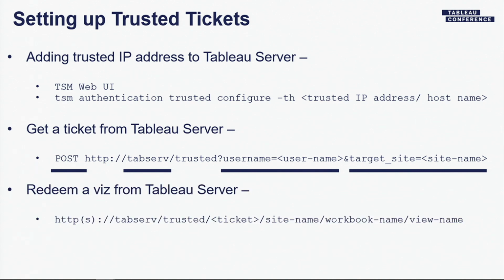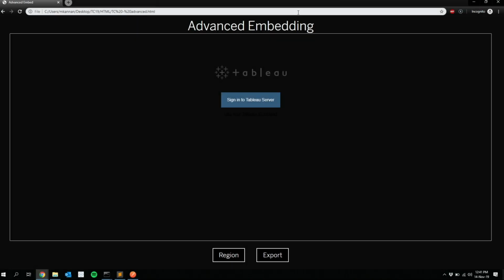Now we need to include it within the URL. The URL would be something very similar to what Madhav walked us through earlier. For the domain name, we'll just need to add the keyword trusted as well as the ticket value, and then the site, workbook, and the view that we're trying to render. So let's now switch onto a demo and see it in action.